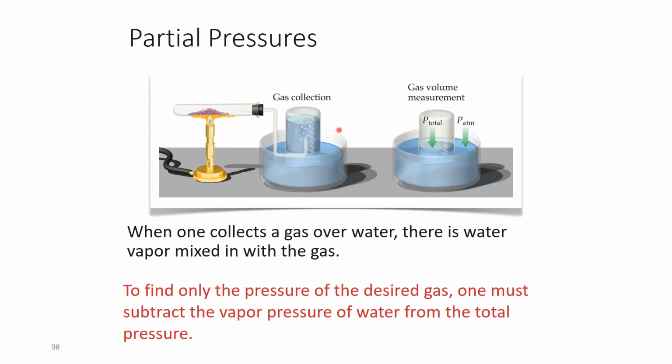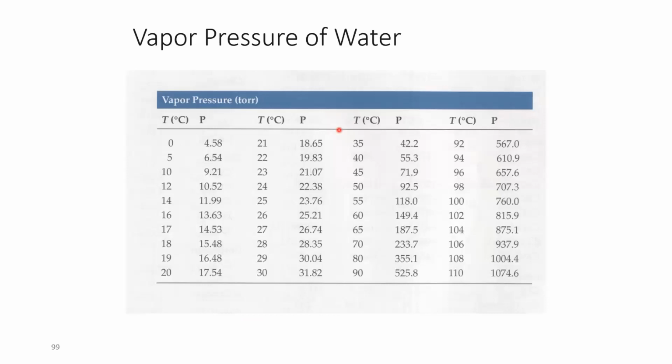So if we know the total pressure, we know the vapor pressure, we can subtract those to get the pressure of our gas of interest. You can see here, this is just a table with the vapor pressure of water at a whole bunch of different temperatures. As the temperature increases, the vapor pressure increases. And that makes sense because as we heat up that water, we're going to get more and more of it moving into the gas phase.